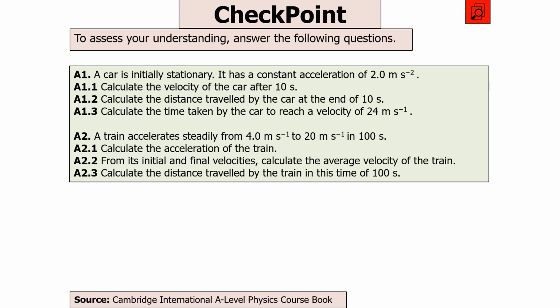The next question says, a car is initially stationary. It has a constant acceleration of 2 meters per second squared. Calculate the velocity of the car after 10 seconds. Calculate the distance travelled by the car at the end of the 10 seconds. Calculate the time taken by the car to reach a velocity of 24 meters per second.